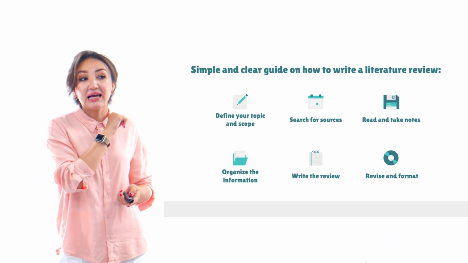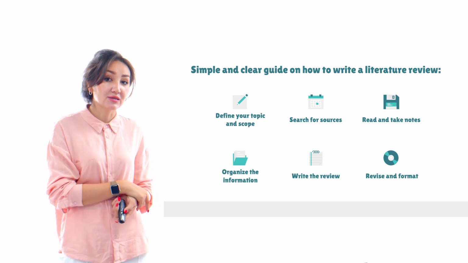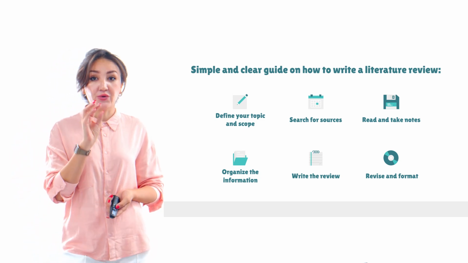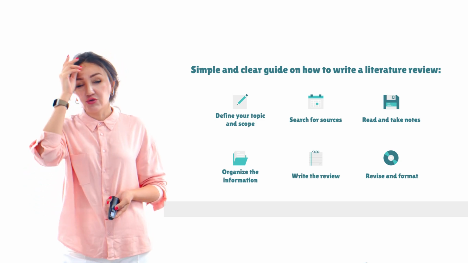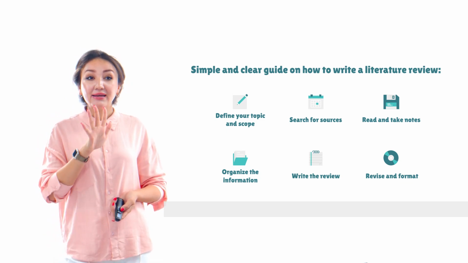Here is a simple and clear guide on how to write a literature review. Initially, you need to define your topic and scope. You have to be clear about your topic, what kind of topic you are going to research. It shouldn't be, okay, I'm going to do something. No, you have to make sure what your topic is.